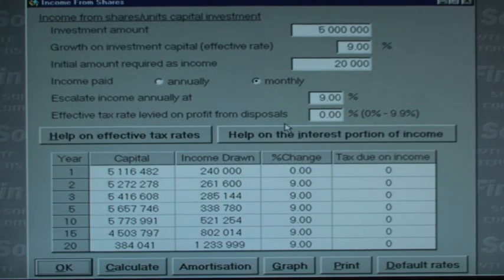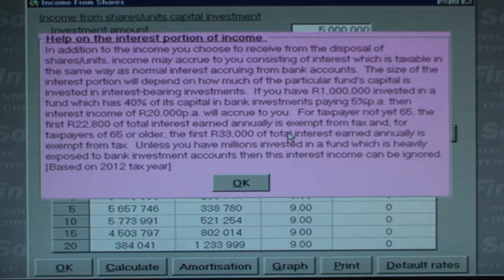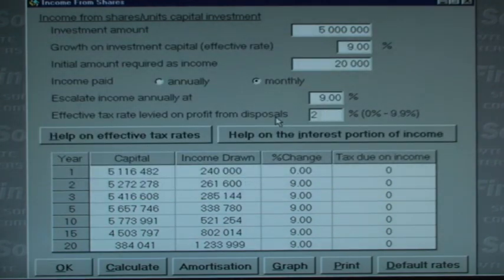A portion of income from shares or units is interest, and this is a valid point to consider. Clicking on this button will display a note explaining that interest earned may only become a factor if you have millions invested in funds which are heavily exposed to bank investments. A quite reasonable effective rate for CGT on the sale of these shares would be 2%.